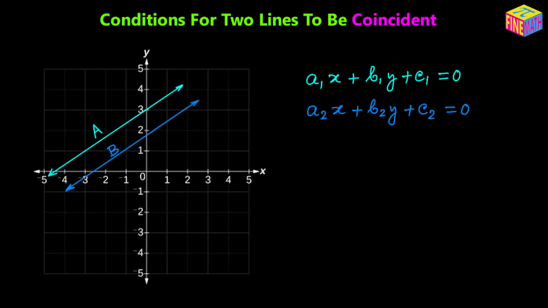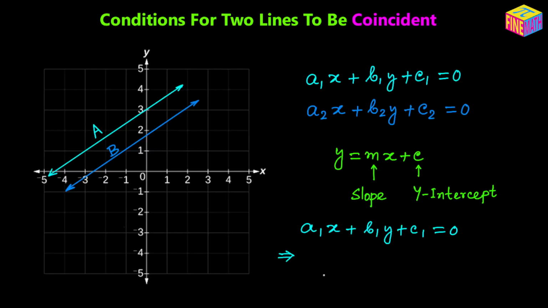Now if they have to coincide, then their slopes have to be equal and their y-intercepts also have to be equal. Now for each of these equations, let's try to convert them into y equals m times x plus c format. In the y equals mx plus c format, m stands for the slope of the line and c stands for the y-intercept. Now let's try to convert the first equation.